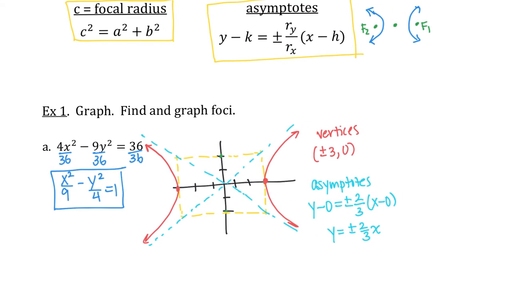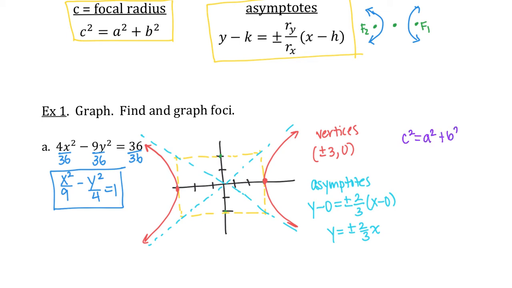Okay, now the foci. The formula for the foci of a hyperbola is c squared equals a squared plus b squared. Because we are adding them, it doesn't actually matter which one is a or b, whereas on the ellipse it did because we didn't want to get a negative value. Let's see, a squared is 9, b squared is 4. So the focal radius is the square root of 13.